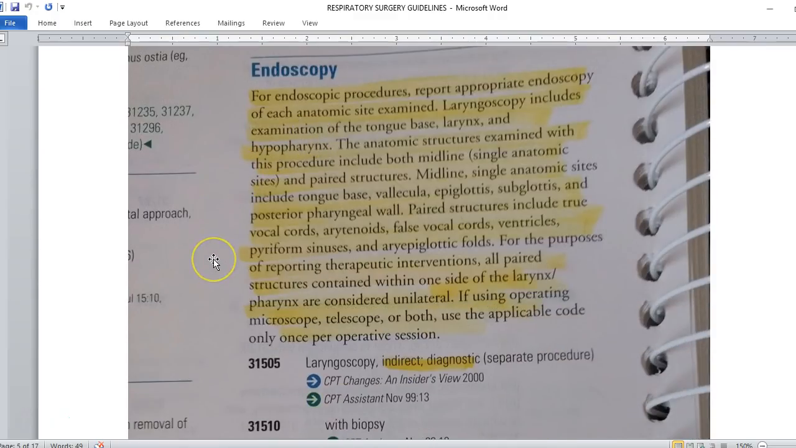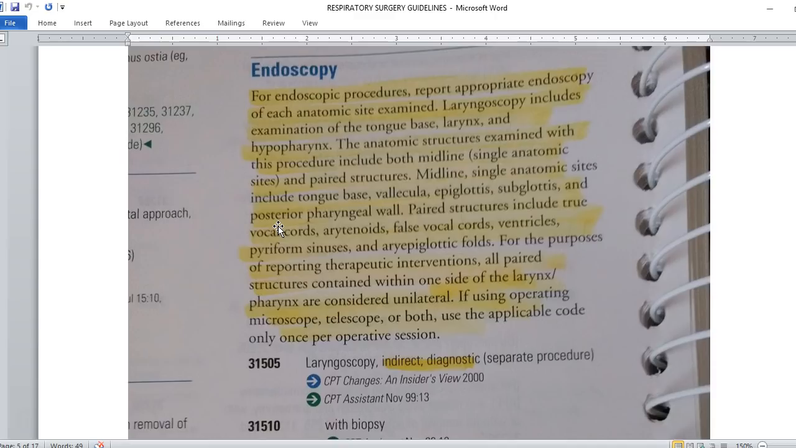Now, just like our sinusoscopies, our laryngoscopies also have very similar guidelines. They're going to tell us what's included, and whether or not we might use other types of equipment. So, for endoscopic procedures, report appropriate endoscopy for each anatomic site examined. A laryngoscopy includes examination of the tongue base, larynx, and hypopharynx. The anatomic structures examined with this procedure include both midline, single anatomic sites, and paired structures.